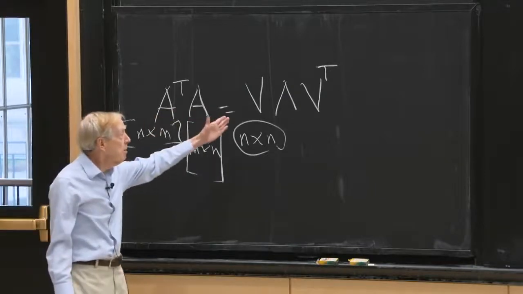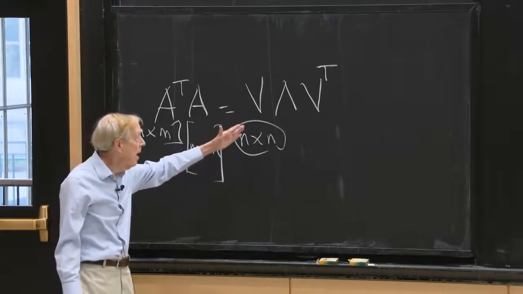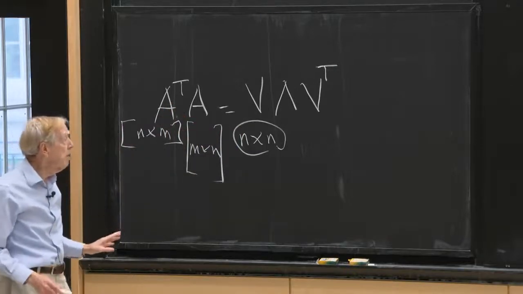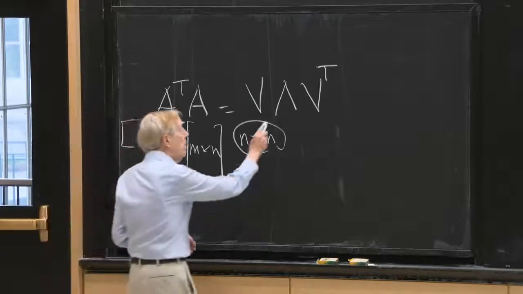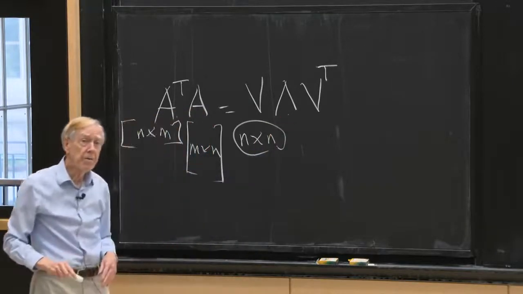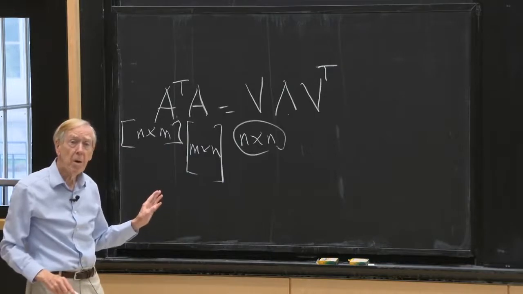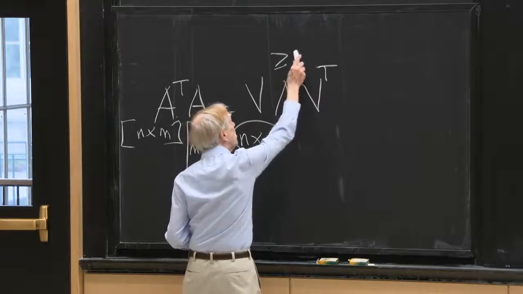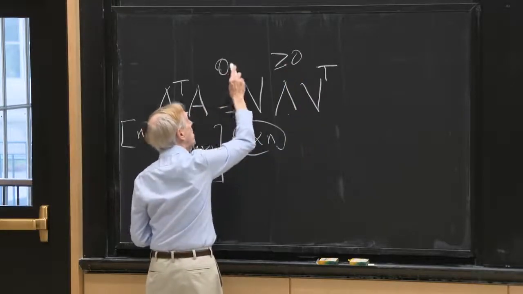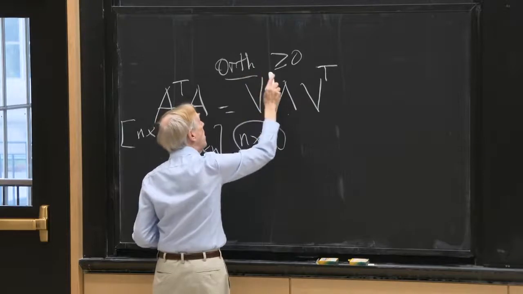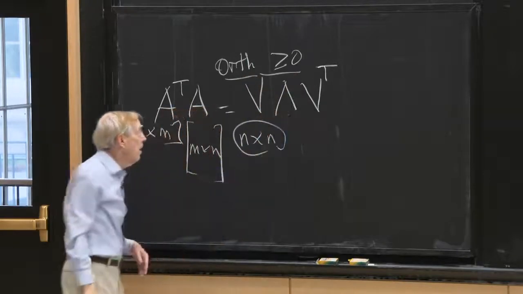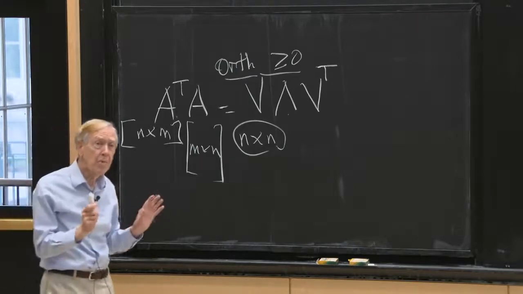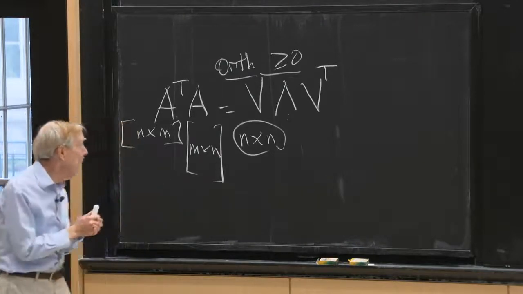So these V's, what do we know about them? These V's are eigenvectors of this square, symmetric, positive definite matrix. So we're in good shape. And what do we know about the eigenvalues of A transpose A? They are greater or equal to 0. And the eigenvectors are orthogonal. So that's good.